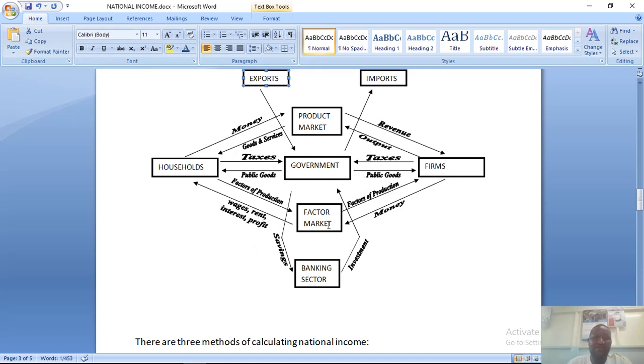So this is the circular flow of income, and this is how income moves from one sector to the other sector, and from one element, households, to firms, and vice versa.